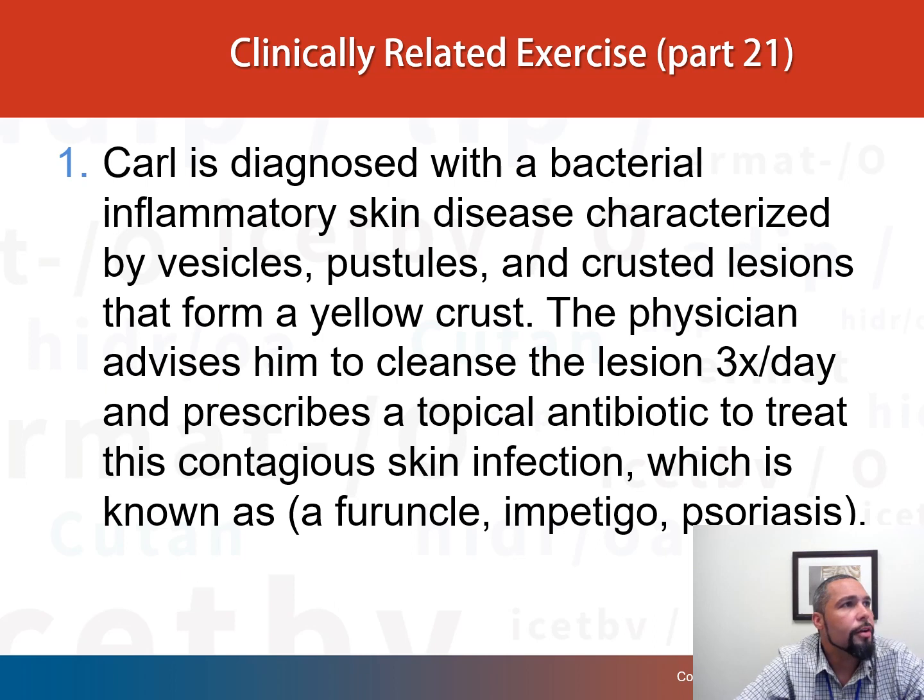Another exercise here. So Carl is diagnosed with a bacterial inflammatory skin disease characterized by vesicles and pustules and crusted lesions that form a yellow crust. The physician advises him to cleanse the lesion 3 times a day and prescribes a topical antibiotic to treat this contagious skin infection, which is known as impetigo.